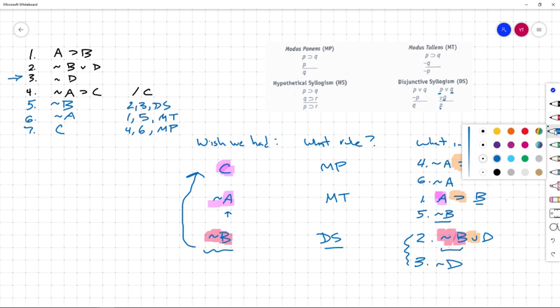Now, for good measure, you should always check your work. It's also good practice with the rules, especially if you're still not quite sure about the rules. Make sure that you look over and check that you understand how line 5 is a use of DS on lines 2 and 3, and so on and so forth. But in order to keep this video relatively short, I'm just going to leave it at this.